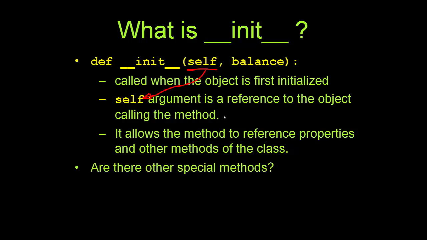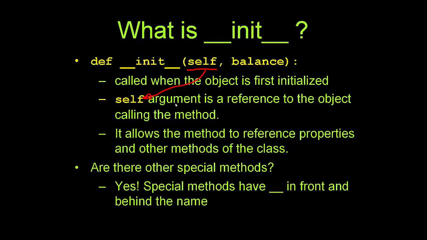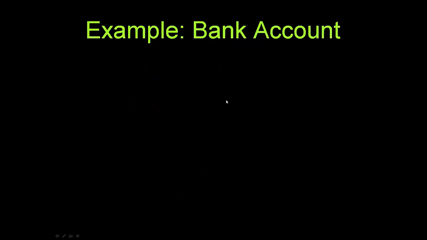Other special methods, yes, there are. The special Python methods for objects have double underscores in front and double underscores behind, and you can read up online to see what the other methods are. You can use them if you want to, but you're not required to know them, and we won't cover them in this class, because this class is not about Python, it's about programming concepts that are common to all programming languages. So let's take a look at this example again.